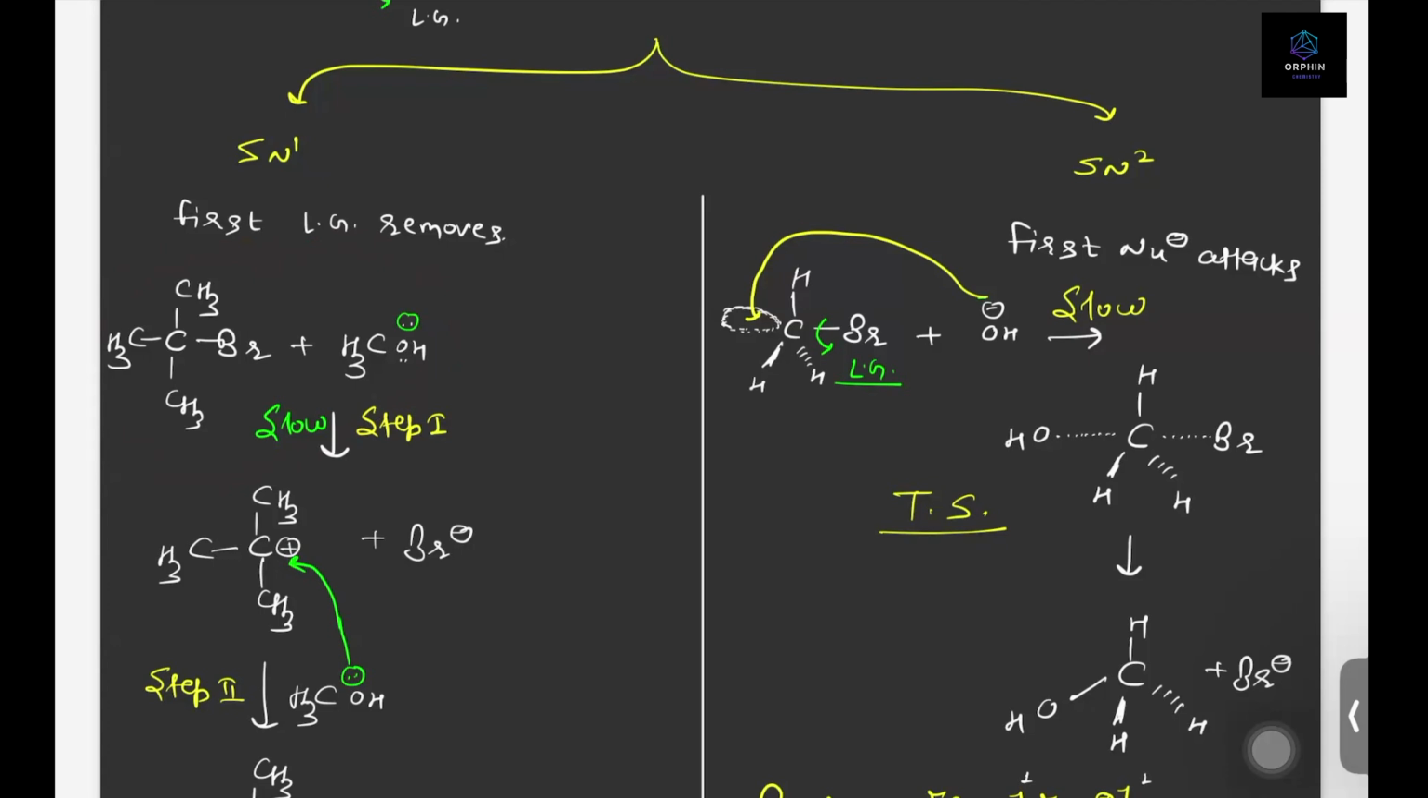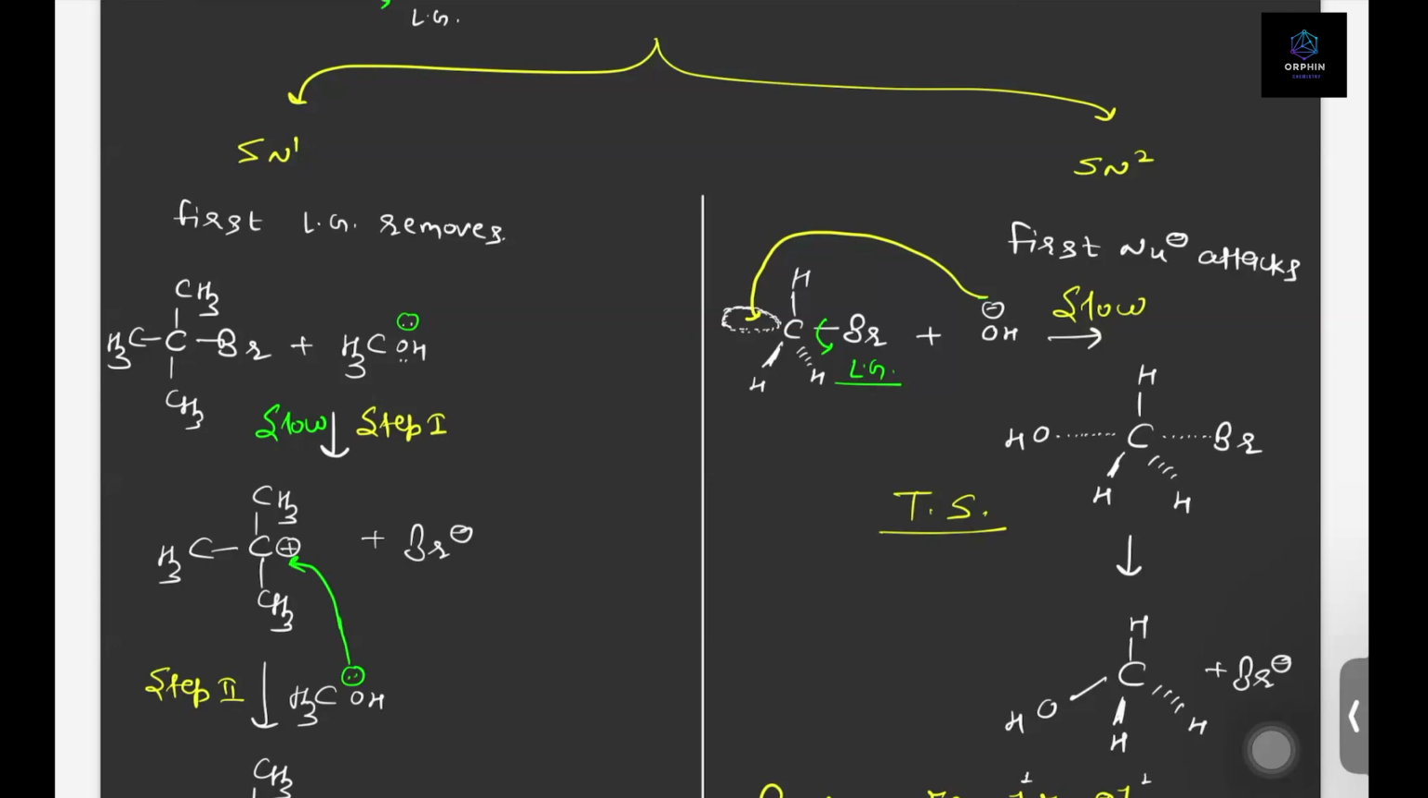If the leaving group is better, then it will be easier to remove. Suppose I take the same example I have written here, but instead of bromine I take fluorine. Fluorine will be difficult to remove, so that will have a slower rate. So in both cases, when the leaving group is good, the rate will be faster.